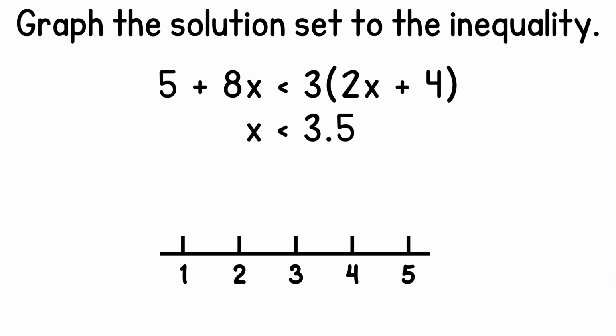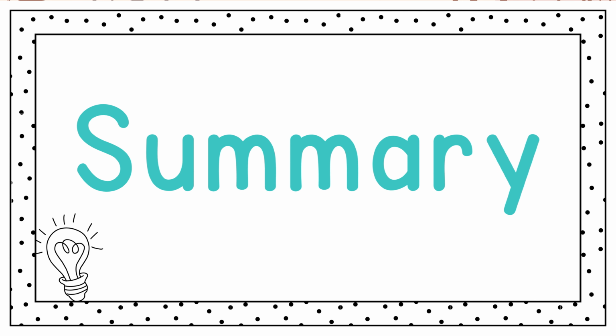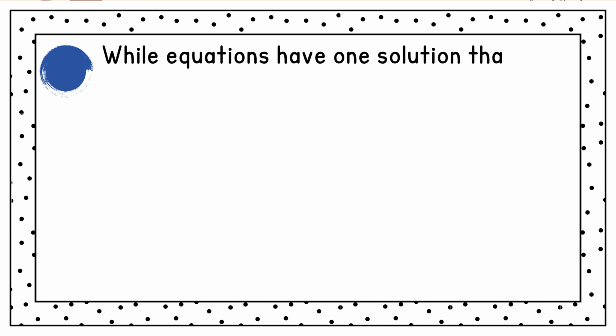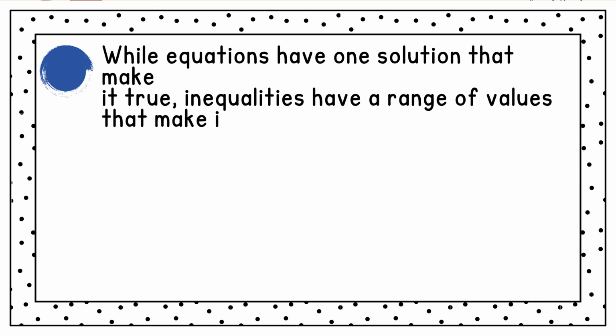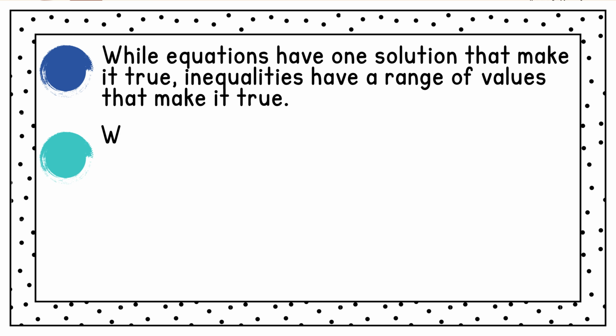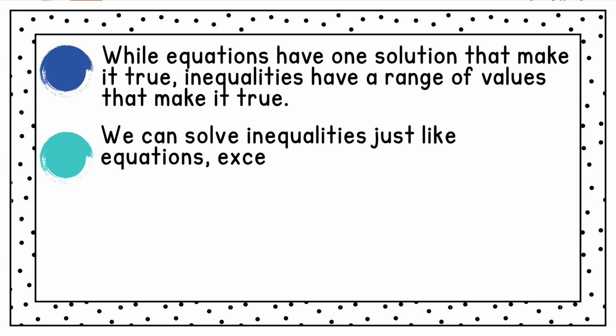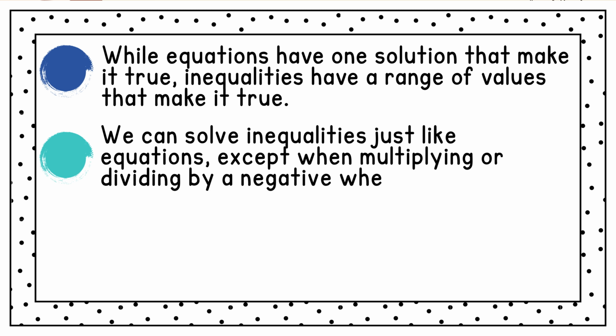So now let's graph our solution, which we had was x is less than 3.5. The symbol less than tells us we'll put an open dot on 3.5. And since we want all values less than that, our line will go to the left. Now let's recap what we've learned. While equations have one solution that makes it true, inequalities have a range of values that make it true. We can solve inequalities just like equations, except when multiplying or dividing by a negative, where we need to switch the sign.